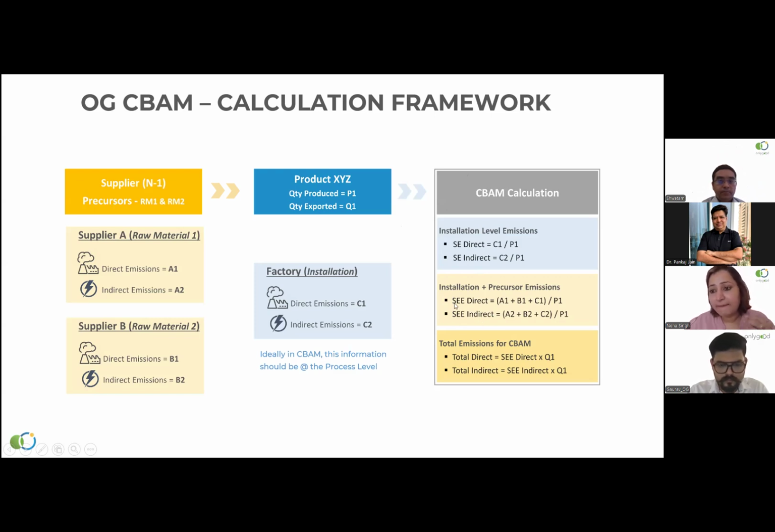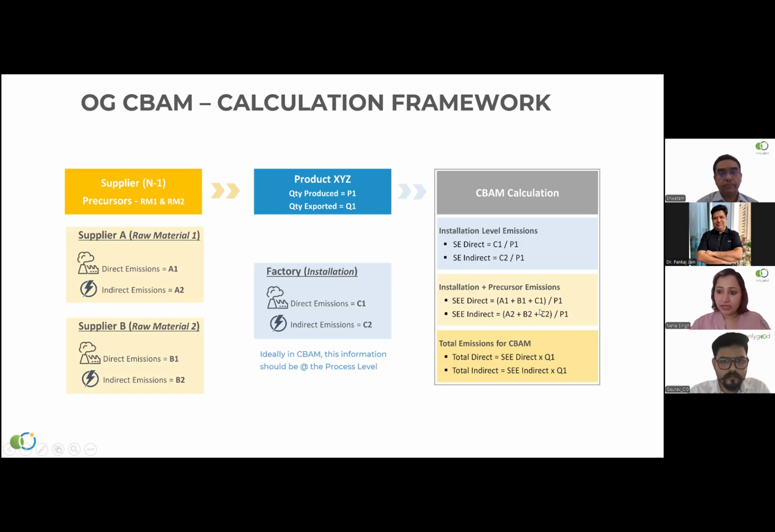Now, these are my specific embedded emissions. This not just considers installation, but also precursor level emissions, which is how much emission I'm creating at my facility, plus how much emission my supplier is creating. Now, this, if you see, is a combination of my facility plus all the raw materials, divided by the quantity. So this is again per unit, but inclusive of your supplier precursor emissions. And total is, of course, you do these calculations at the quantity produced. But when you're submitting a report for CBAM, you do this submission of total direct and indirect emissions for only the quantity exported. So Q1 is my quantity exported.